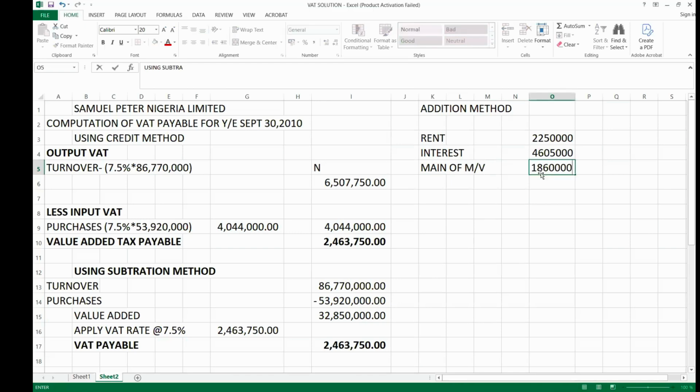Then after that, we have the next one, which is your salaries. Who receives salary? Labor. Which factor? Labor. 7.5 million salaries. Salaries, labor, 7.5.